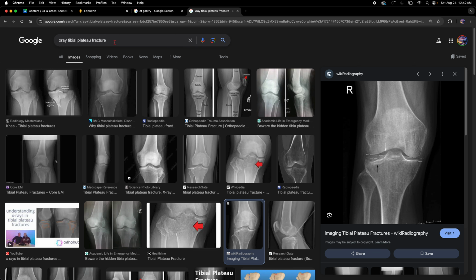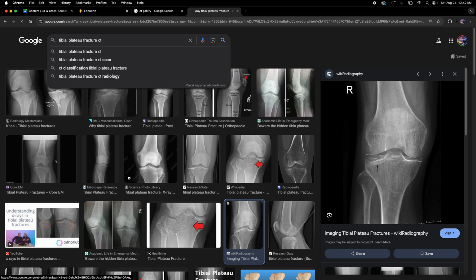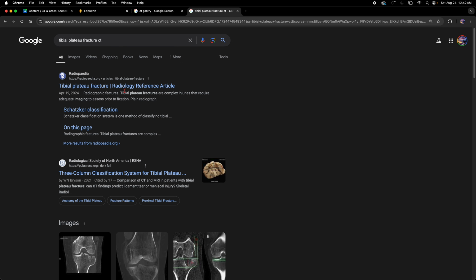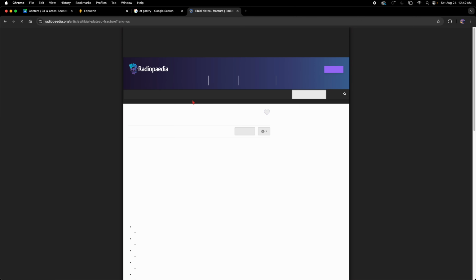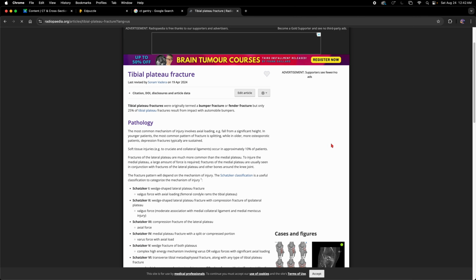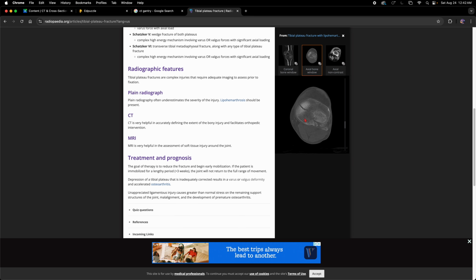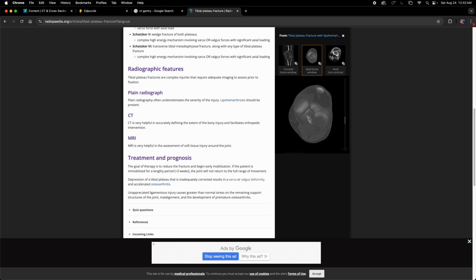And on CT, we can see it relatively easily. Let me find some images here for us to look at. Let's look at the axial images. And let me make this larger.